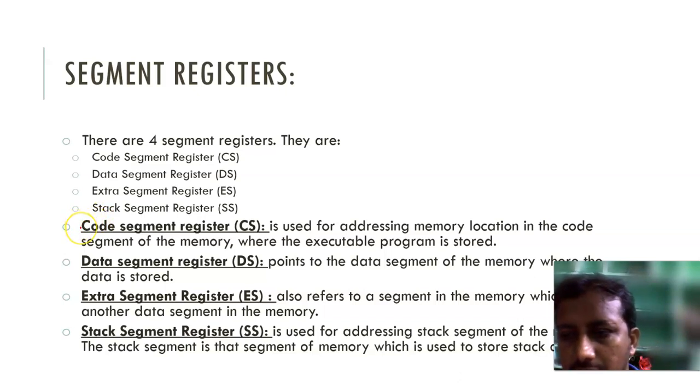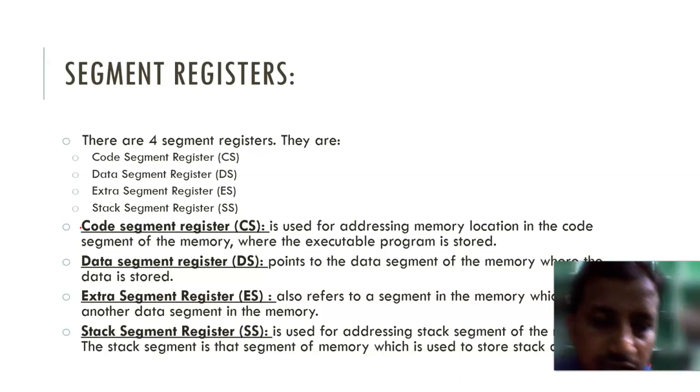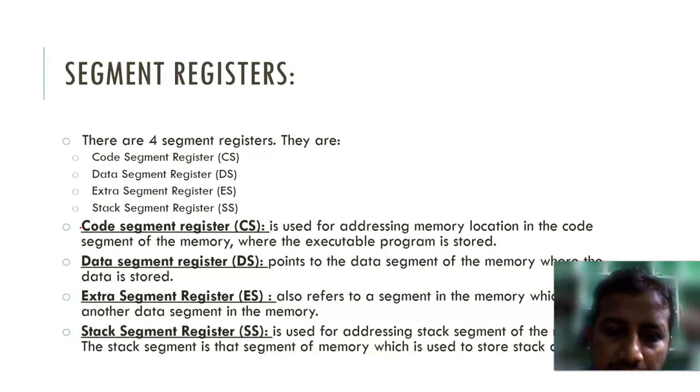There are 4 segment registers related to each of these memory segments. The code segment register is a 16-bit register which holds the starting address of the memory segment called code. The code segment starting address is specified by the code segment register. The data segment register holds the starting address, the base address, of the data segment. The extra segment register gives you the starting address of the extra segment. And there is a fourth segment, the last one, which is the stack segment. The starting address of the stack segment is stored in the stack segment register.